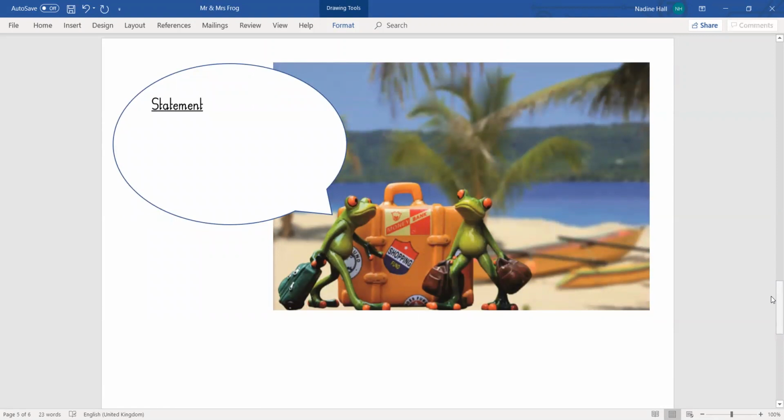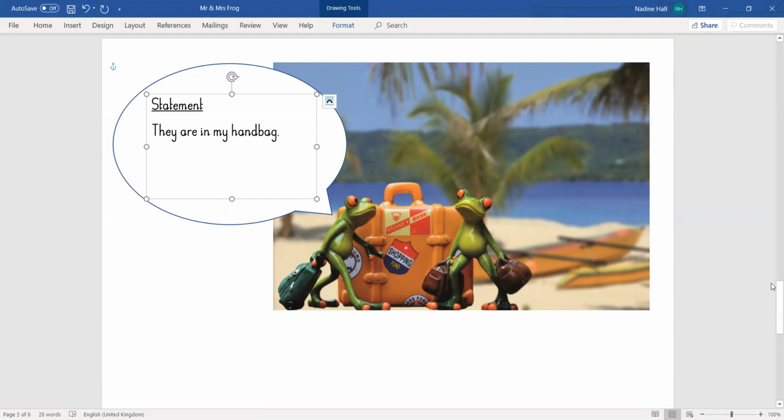The next part here is a statement. So Mrs. Frog needs to reply to the question with a statement. So she's got to tell him something. Now make sure it links back to your question, else your dialogue isn't going to make any sense. So Mrs. Frog might say, they are in my handbag. Full stop. Okay, she is telling him where the passports are. So that sentence is a statement. They are in my handbag.